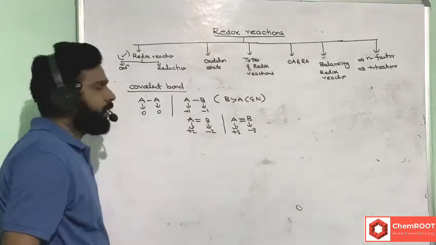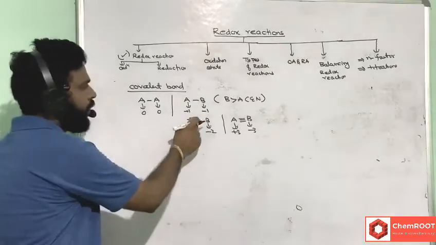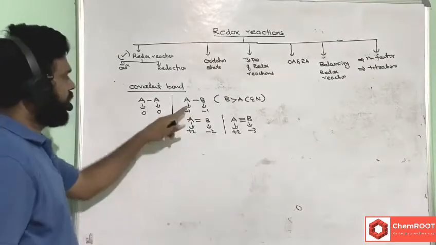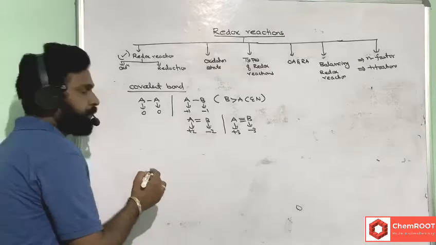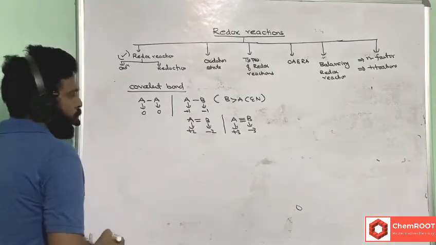based on electronegativity you have to assign the contribution, and based on the number of bonds, single bond, double bond, triple bond. Based on that, you have to decide the oxidation state. This is the covalent bond related case.